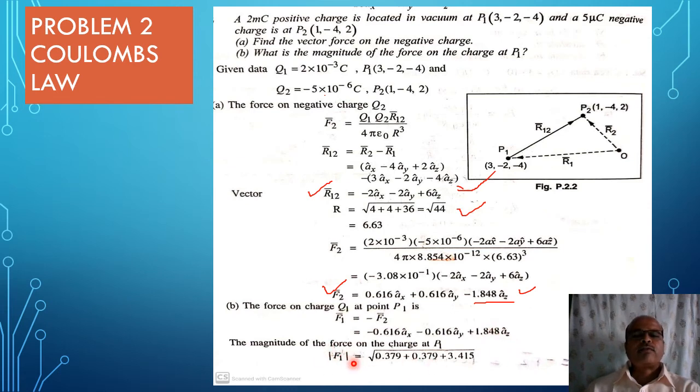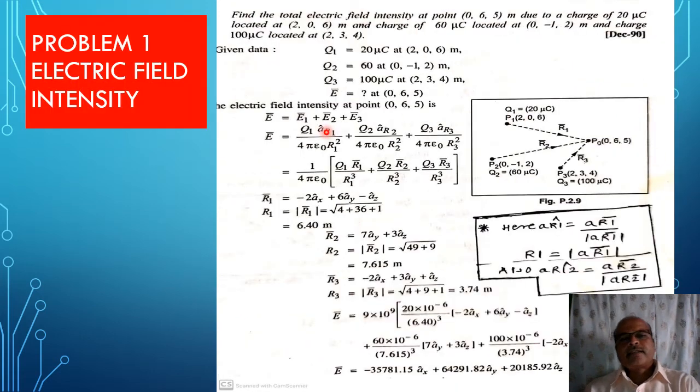And if we want to calculate the magnitude, then it is the under root of the coefficients squared. If we take the coefficient squares, then we will get this equation. So this is the second problem on Coulomb's law. Then the next problem is on electric field intensity.